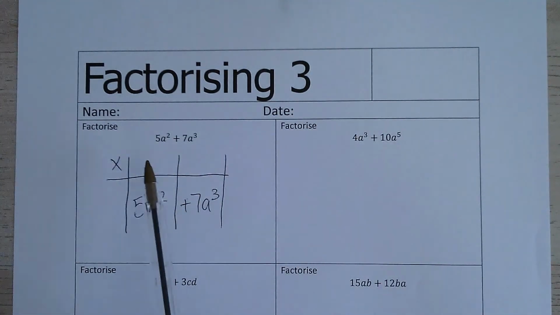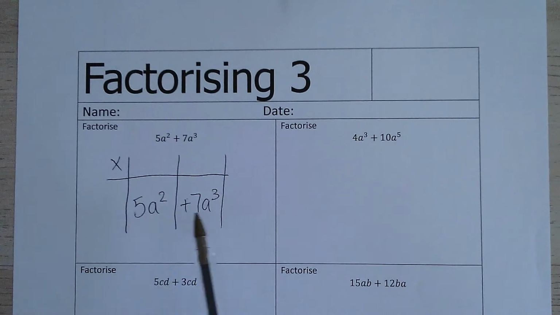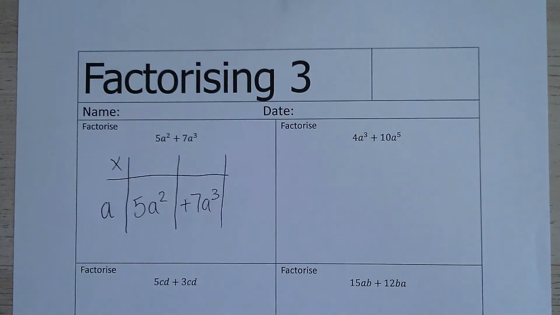We start off by checking if there's a number that we can factorise out from these two terms. The highest common factor of 5 and 7 is just 1, so we cannot factorise a number out. Now we look to factorise out a variable. Both terms contain a, so we can factorise a out.